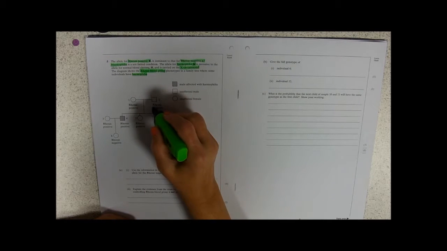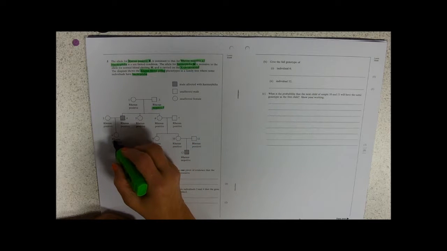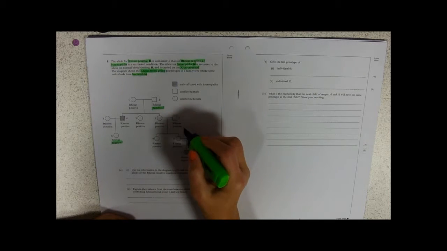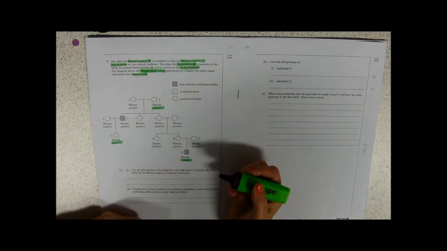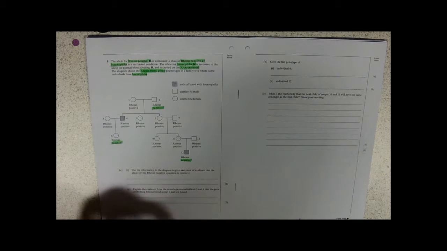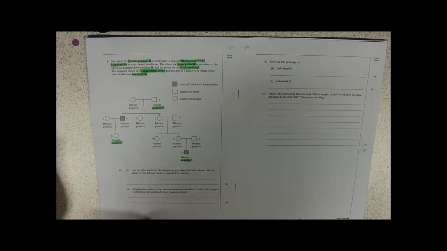So I'm just going to highlight my Rhesus negatives, who are my recessive individuals. We've only got 3 of them on the tree. And the reason I've highlighted those is just to make them stand out. Obviously the haemophiliacs do stand out because they're coloured in, but the Rhesus negatives don't.